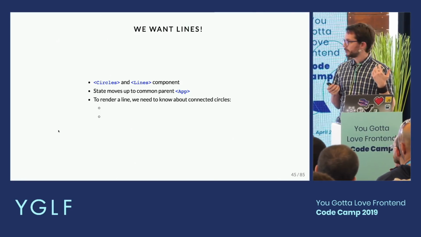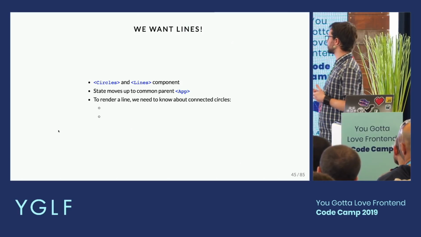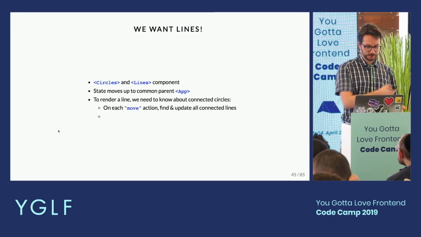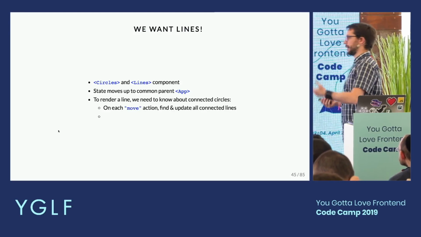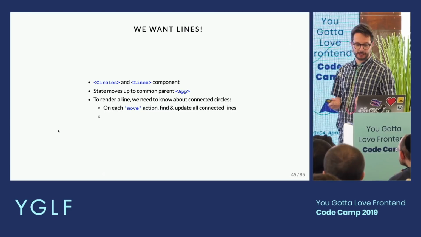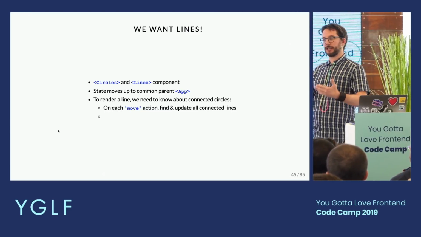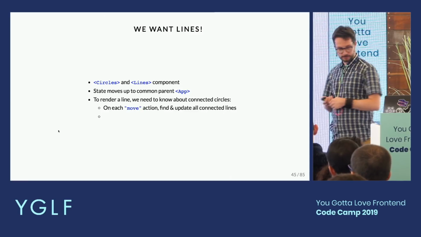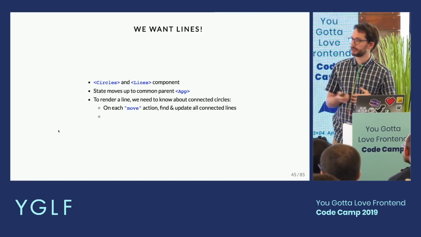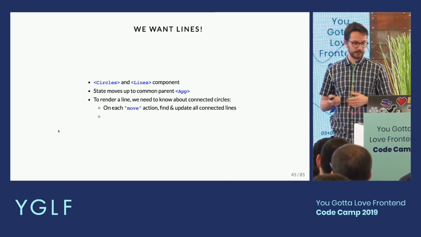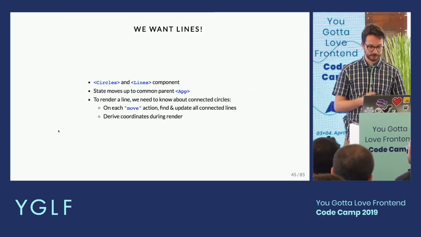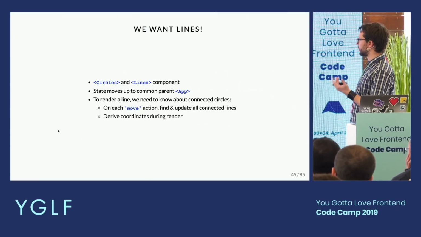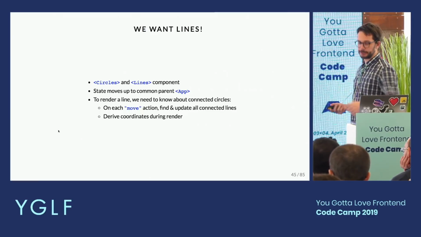So to fix that, we can take two different approaches. To render a line, we need to know about the coordinates of the circles. What we could do is, every time a move action is fired, we go through the state and also copy those coordinates to the relevant lines. I think that's a bad idea because that introduces a lot of redundant data and expensive actions. So let's do it differently. Let's derive those coordinates during render.